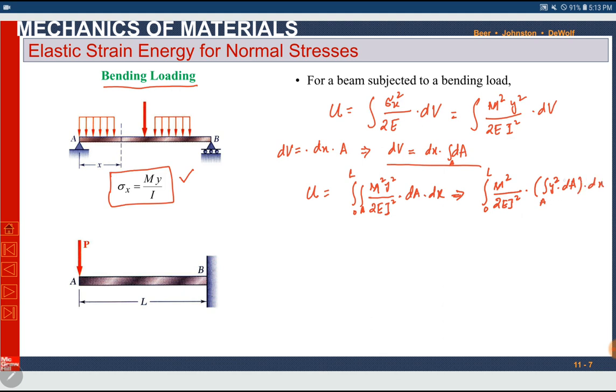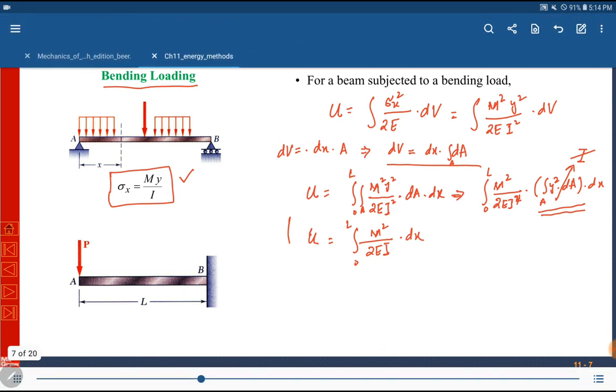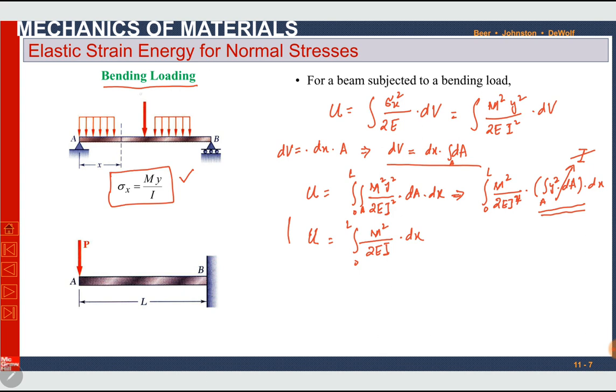into dx. This integral of y square into dA is equal to the moment of inertia. You have studied it in your engineering physics. So this is actually equal to I, and this I can be cancelled with the I here. This expression can be rewritten as integral 0 to L M square over 2EI into dx. This general expression can be used to calculate elastic strain energy for bending loading.